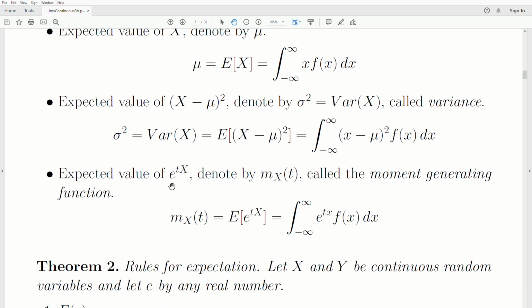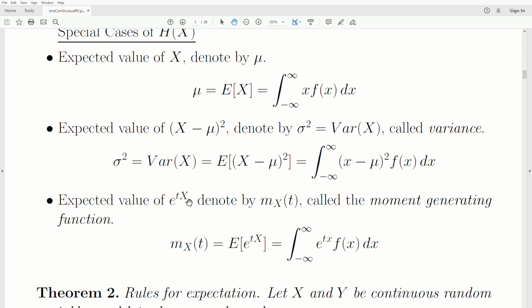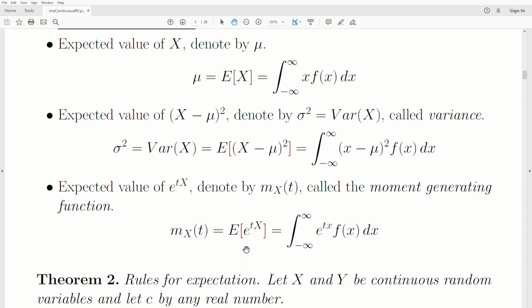Another one is the expected value of e to the tx. So h of x we set equal to e to the t of x. This is denoted by M_x of t, called the moment generating function, and as in the previous specific cases, the expected value of e to the tx, take that times its density integrated over all possible values.